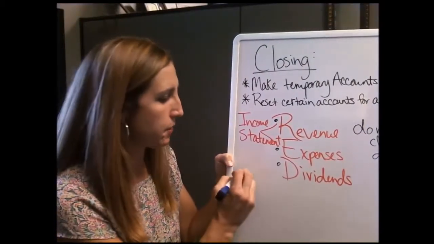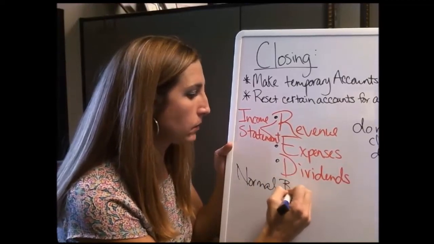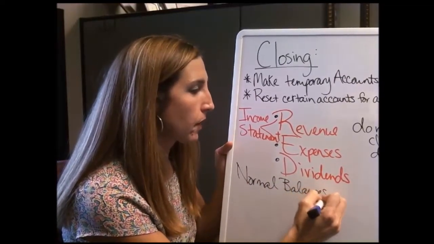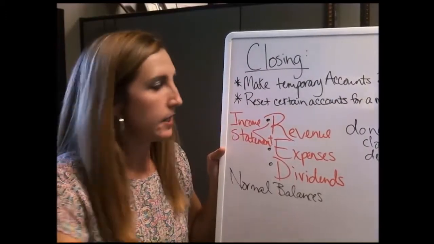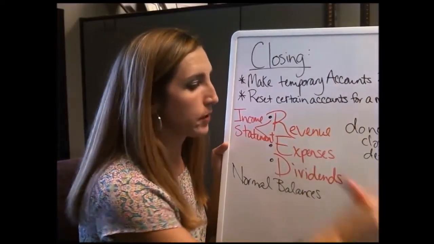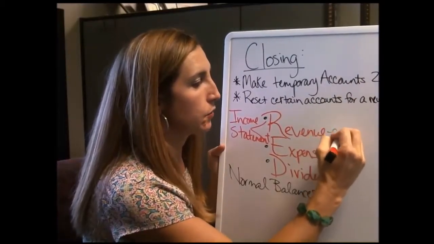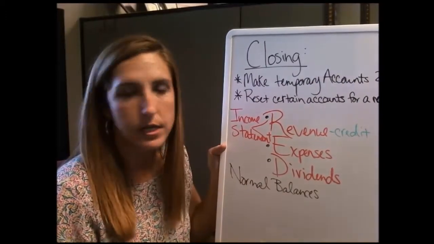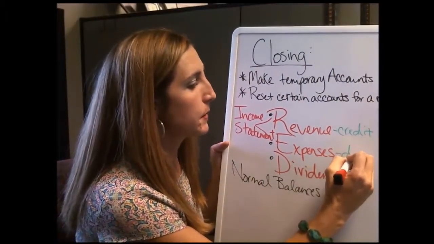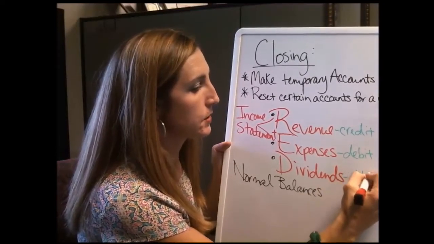So next you need to know their normal balances. Normal balances of revenues would be a credit. It increases with a credit. This has a normal credit balance. I'm going to erase this. So the normal balance is a credit. It's a positive functioning account to equity. The normal balance of expenses is a debit, and the normal balance of dividends is also a debit.